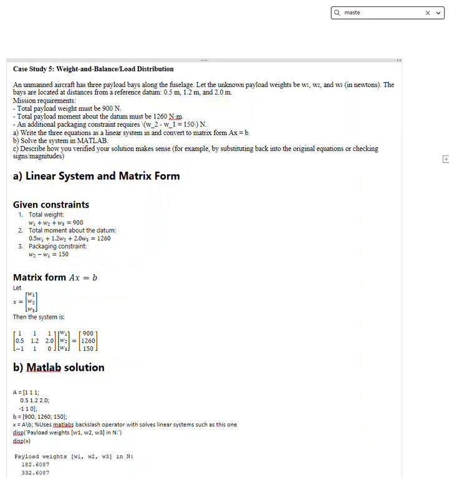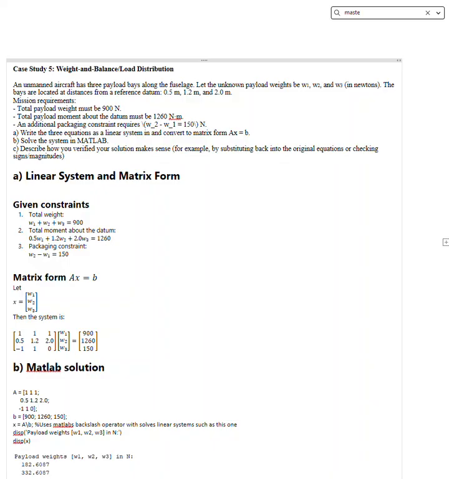Okay, so in this scenario, I'm looking at the unmanned aircraft with 3 payload bays. We have 3 individual weights: weight 1, weight 2, weight 3. The bays sit at distances of 0.5 meters, 1.2 meters, and 20 meters from the reference datum as detailed in the problem statement. So we have 3 mission rules to satisfy.